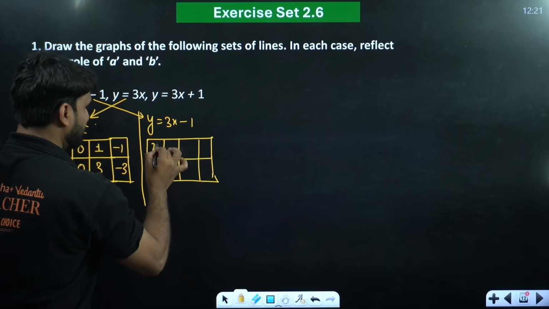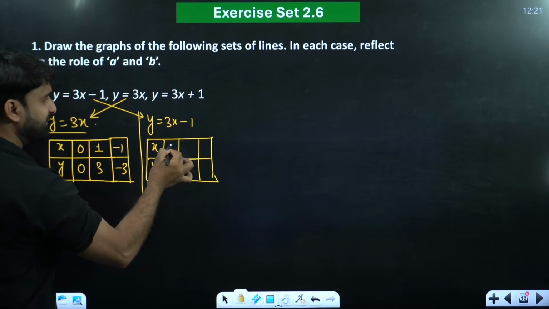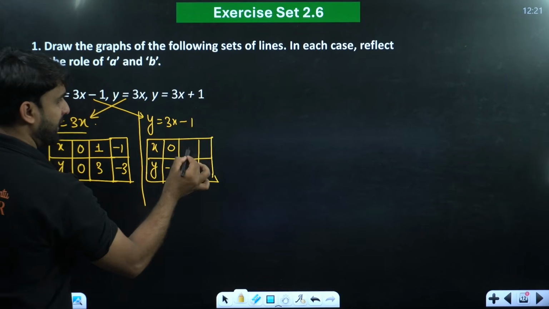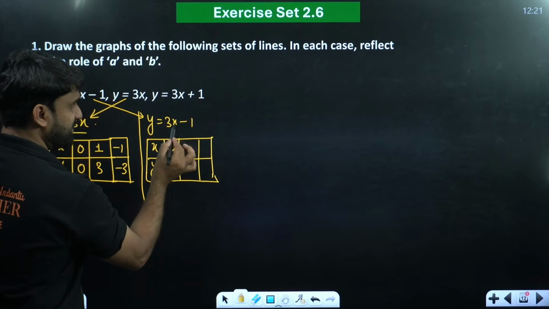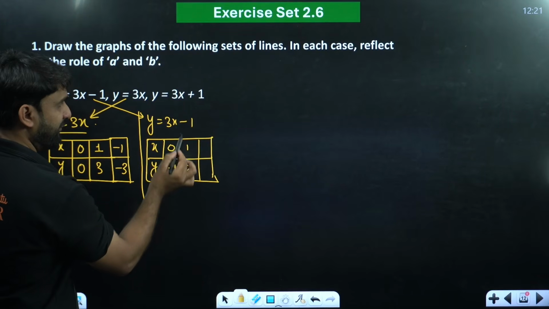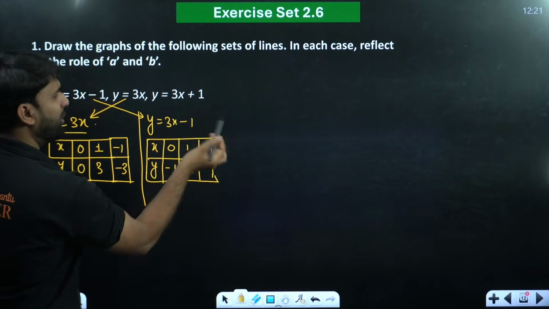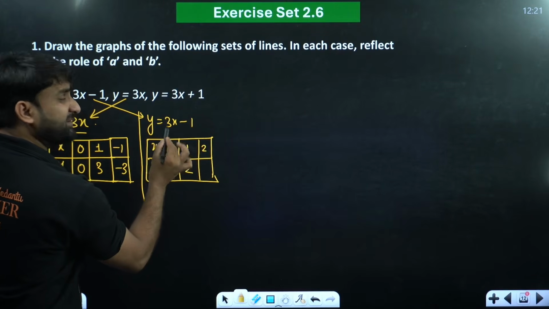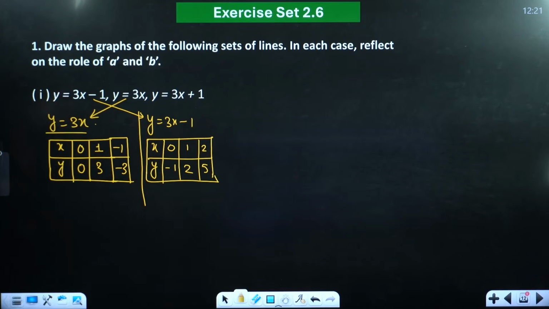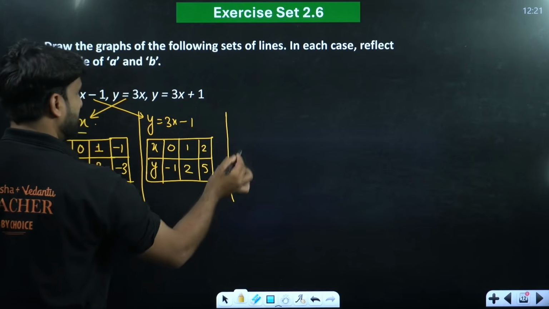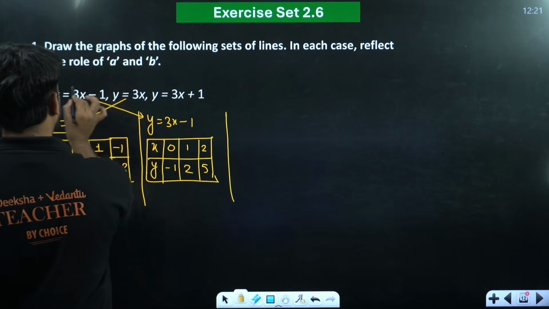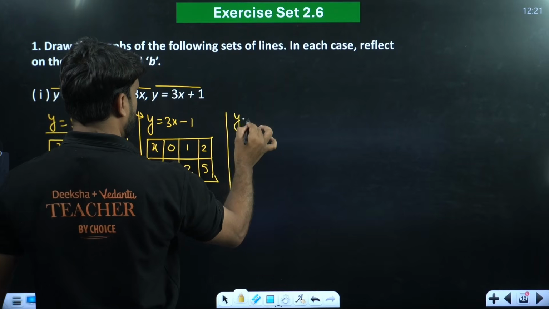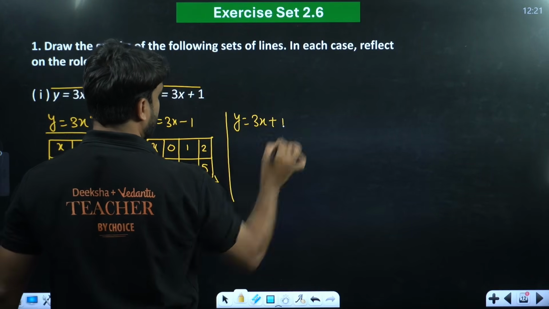So x and y. If we put x as 0, y will be -1. If we put 1, 3 ones are 3, minus 1, this will be 2. If we put -1, 3 times -1 is -3, minus 1 will be -4. This is the solution. Done? Similarly, find out the solution for this. Now this one: y is equal to 3x plus 1.